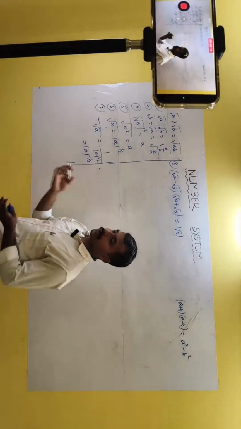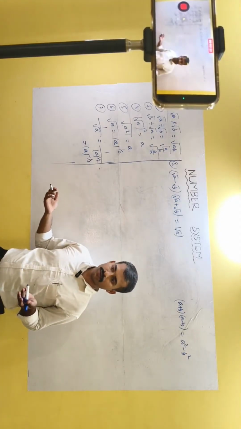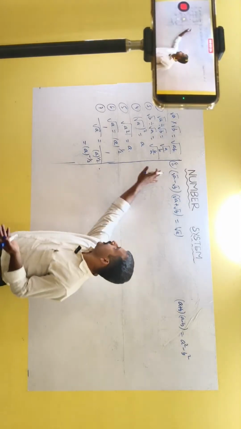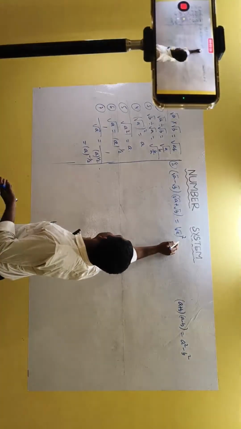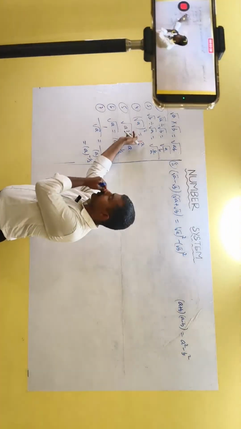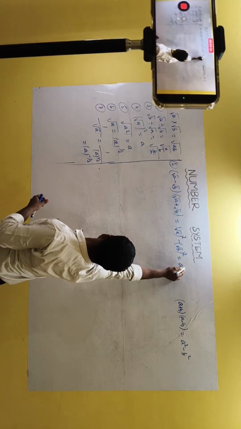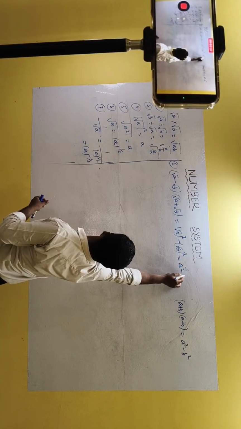Just forget about root a. Here is written only, just take x minus y and x plus y. X square minus y square, and root a square minus root b square. Already we know that root a square is a. So basically the answer will be a minus b.